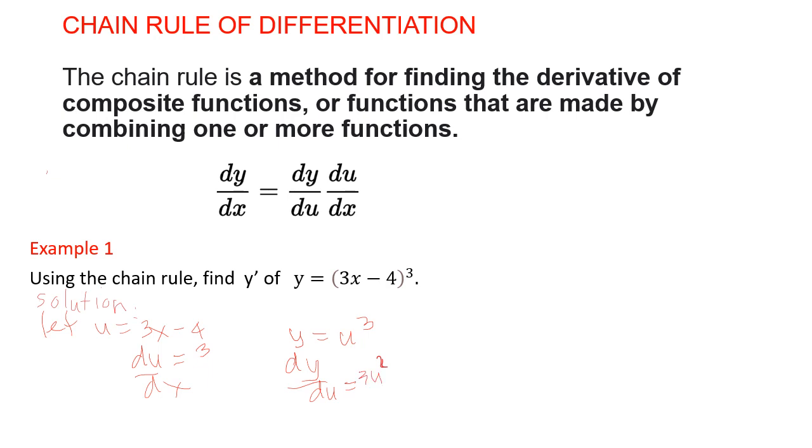3u squared. Or simply, dy over dx equals dy over du times du over dx, or equals 3u squared times 3, or equals 9u squared, or equals, since u is equivalent to 3x minus 4, 9 times (3x minus 4) squared.